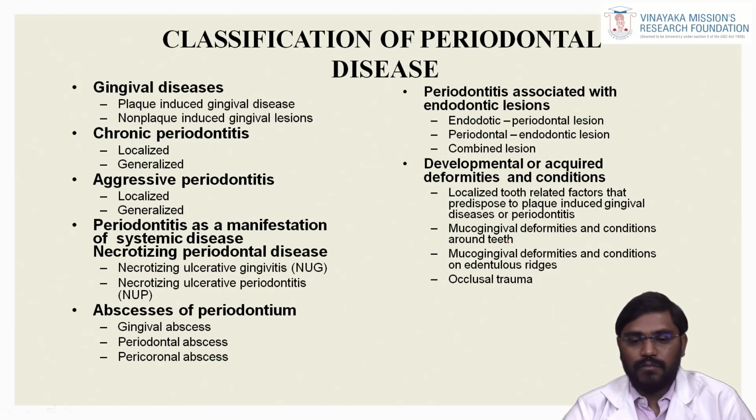So coming to the classification of periodontal disease, coming to the gingival disease, it is a plaque induced gingival disease or non-plaque induced gingival lesion. Chronic periodontitis, localized and generalized, it is again divided. And aggressive periodontitis is divided into localized and generalized. Periodontitis as a manifestation of systemic diseases, necrotizing periodontal diseases, that is necrotizing ulcerative gingivitis, necrotizing ulcerative periodontitis. Abscess of periodontium, which includes gingival abscess, periodontal abscess, pericoronal abscess. Periodontitis associated with endodontic lesions, endodontic-periodontal lesion, periodontal-endodontic lesion and combined lesion.